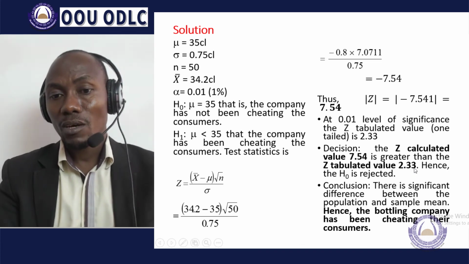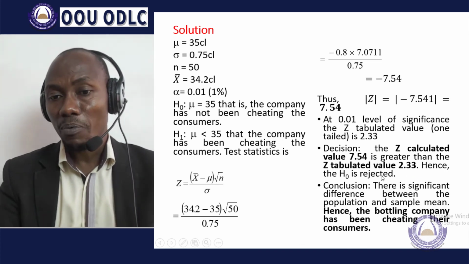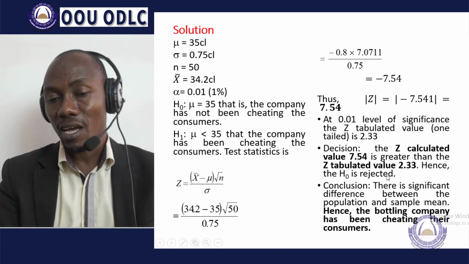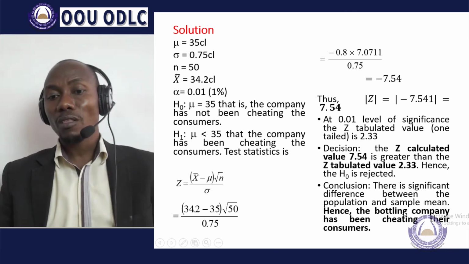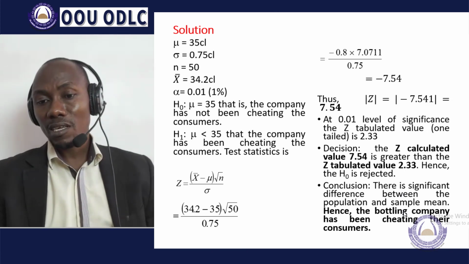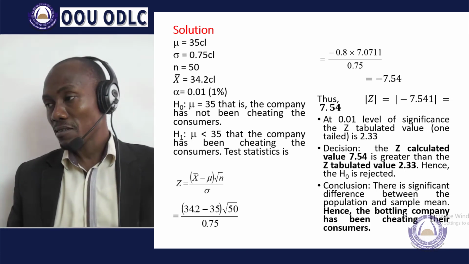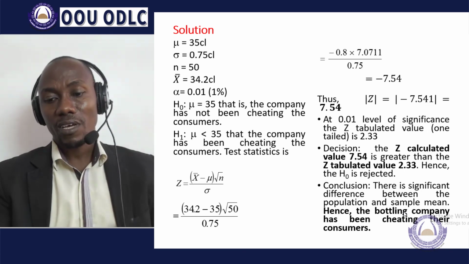Here it can be seen that the calculated value 7.54 is greater than the tabulated value 2.33. Hence, we decide to reject the null hypothesis at 1% significance level. Hence, we conclude that the bottling company has been cheating our customers at 1% significance level.